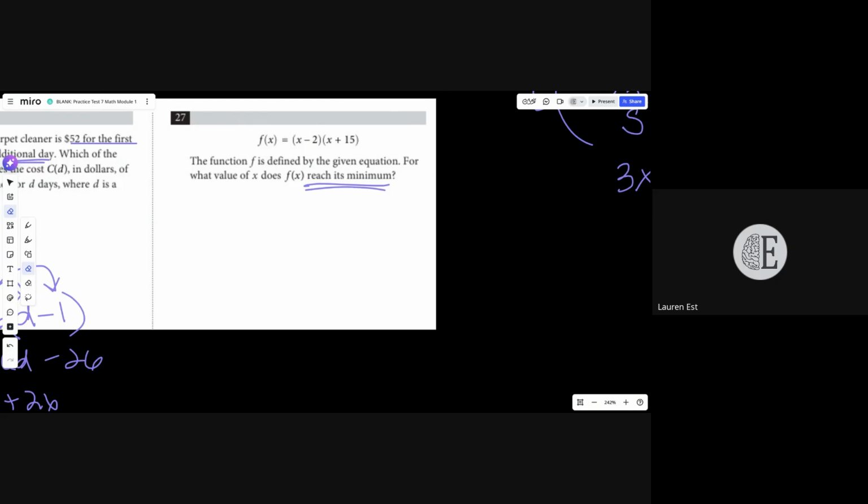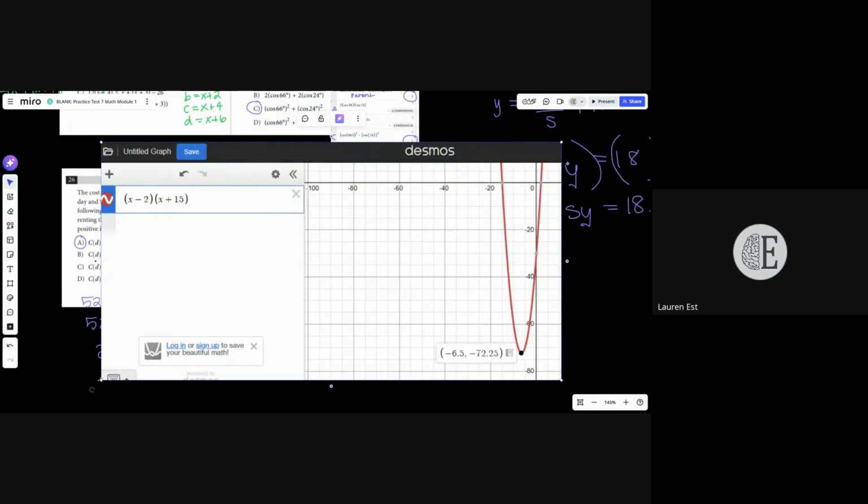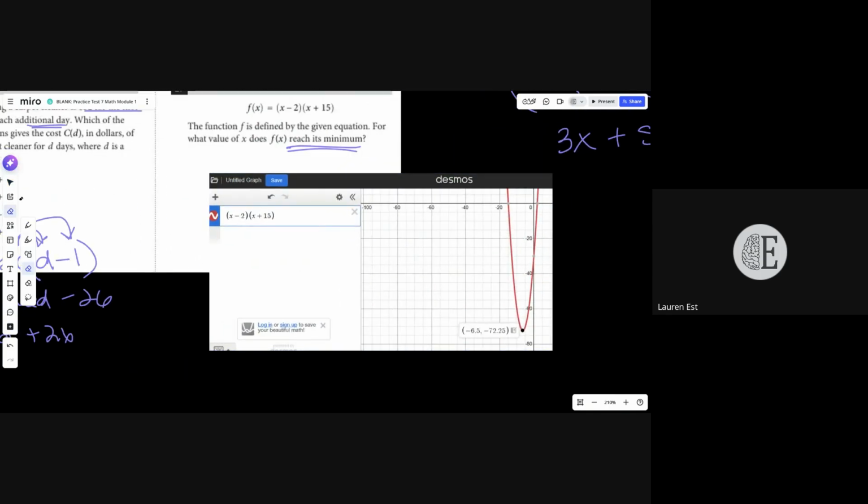x minus 2, x plus 15 on my graph. If we're talking about a minimum value, this is a factored form of a parabola, but my leading coefficient, my a value, if I were to FOIL this, is positive. So it opens up like a cup. And my minimum function value is going to be the vertex, right? And they ask you for what value of x, it's negative 6.5. Mark time, 31 minutes. I would have had 43 to do this.